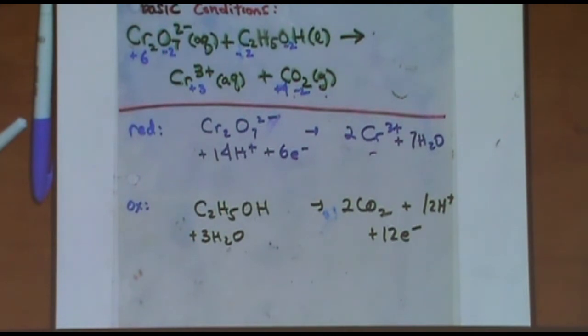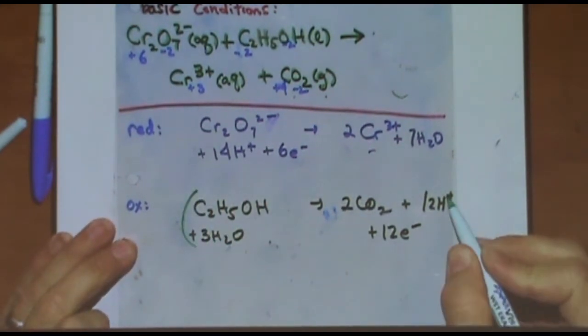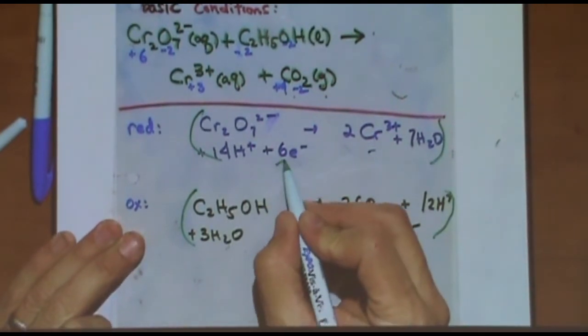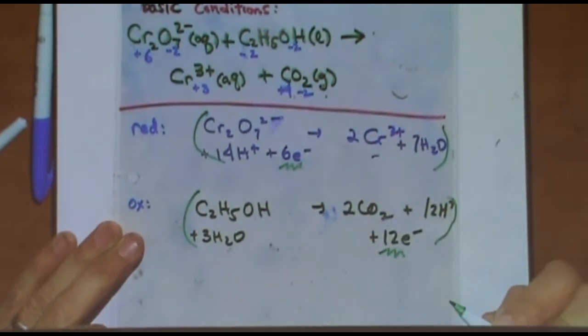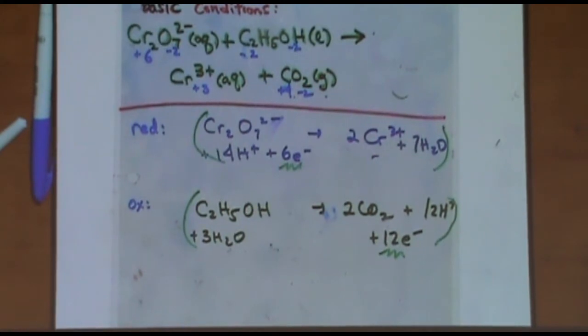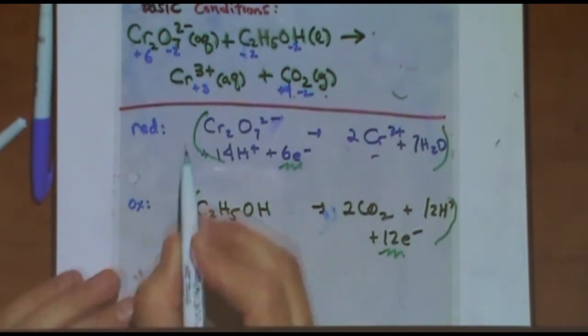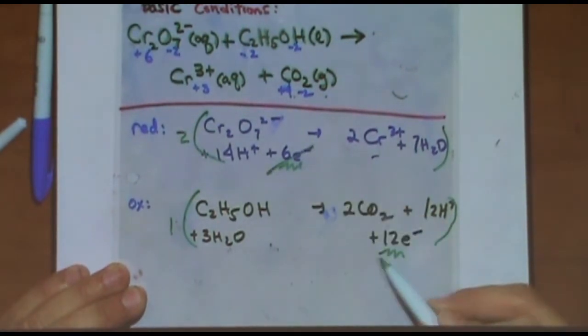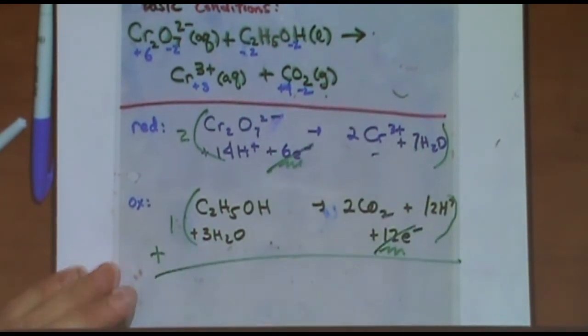Okay, let's get a different color. These are two simultaneous reactions. I need to cancel the electrons, so I'm multiplying the top reaction by 2. I think the bottom one by 1 will do it. That'll drop the electrons. Let's add this up.